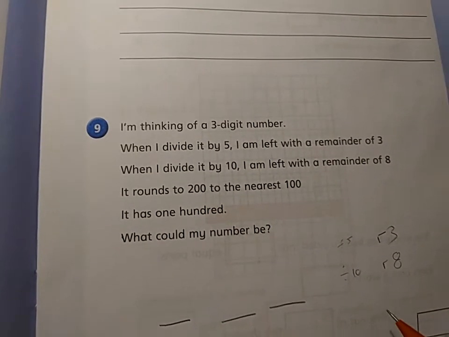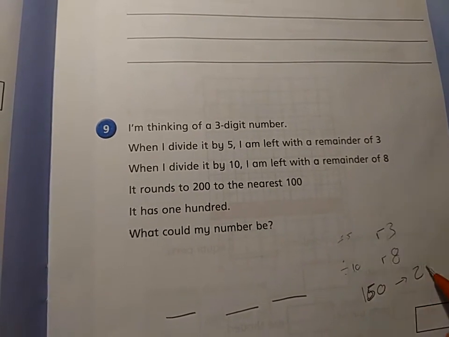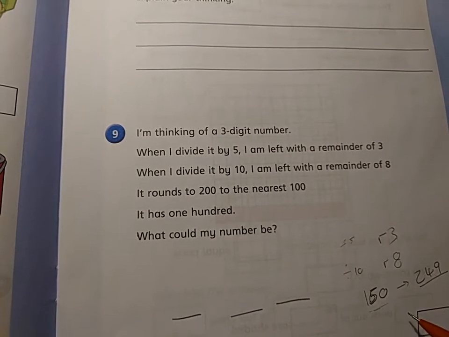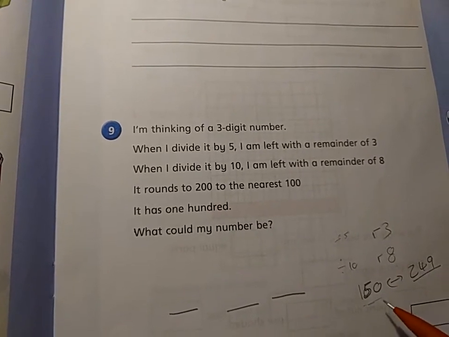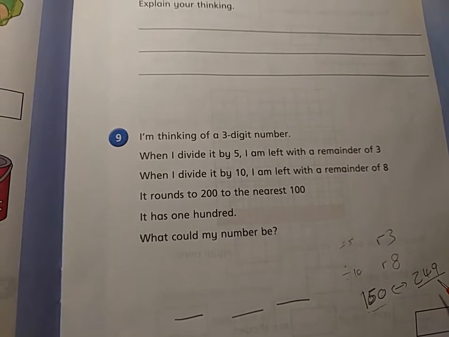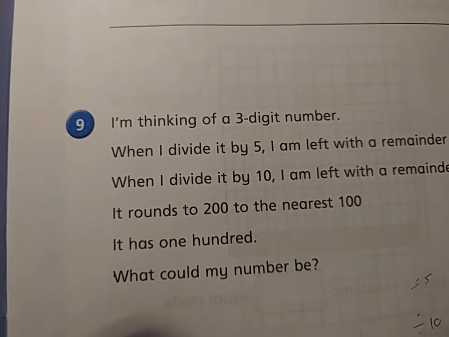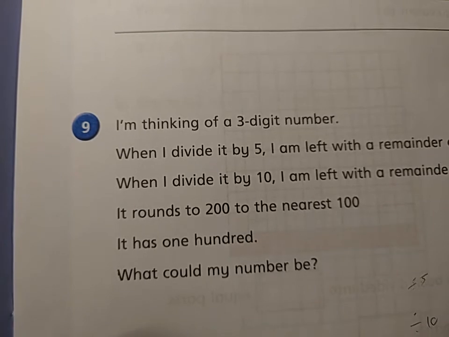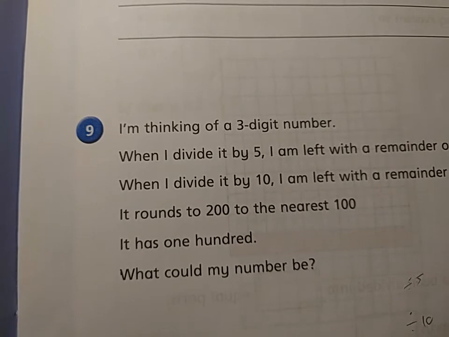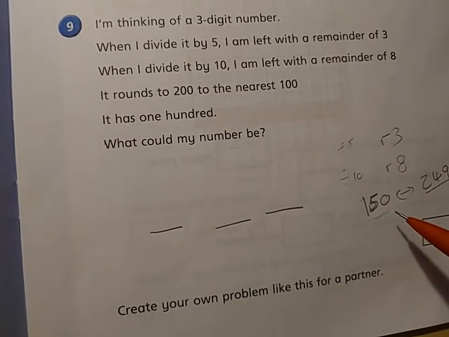That means it's going to be somewhere between 150 and 249, because when you round those to the nearest 100, it's 200. So any number between 150 and 249. It has 100. What? It has 100. I'm not sure what that means. What could my number be? So you've got to try and work it out. I think there's more than one answer here.